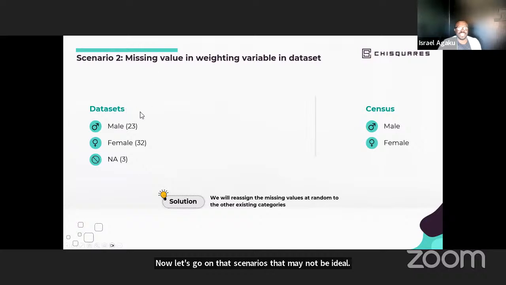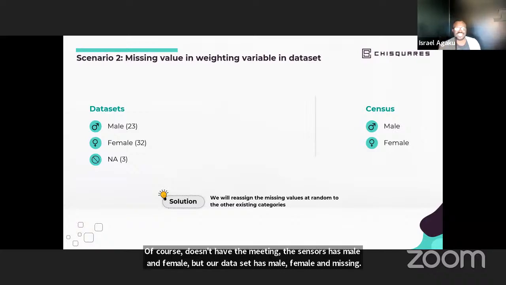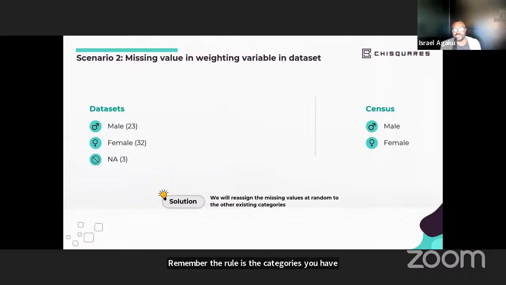Here we have a second scenario, right? In our data set, we have three categories. We have male and female, but we have missing values. Of course, the census doesn't have missing values. The census has male and female, but our data set has male, female, and missing. Remember that the rule is the categories you have in your data set must be the exact same categories as you have in the census or whatever you're using as your reference population.